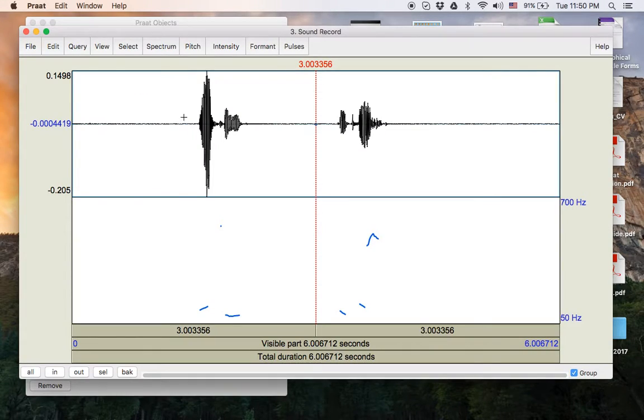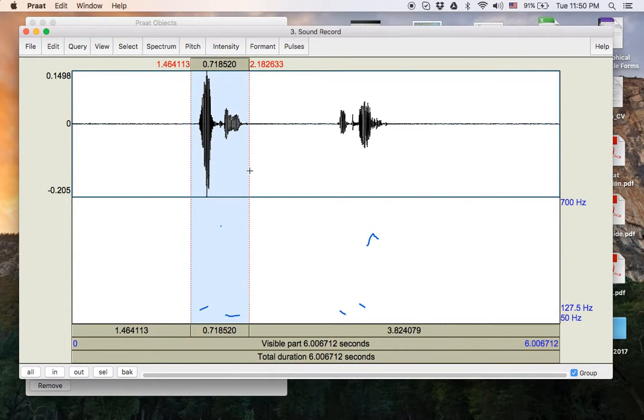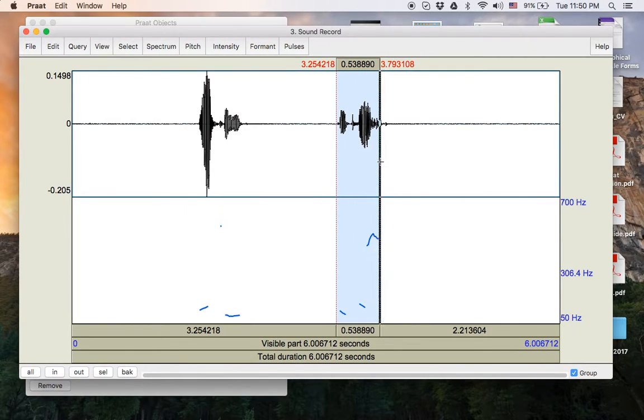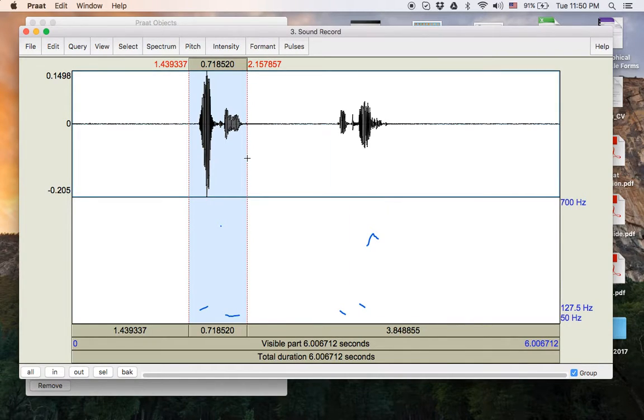So record and record, this is even more obvious. Record, record. It's the same thing. You can tell the word level stress by looking at the sound wave and also by looking at the pitch level.